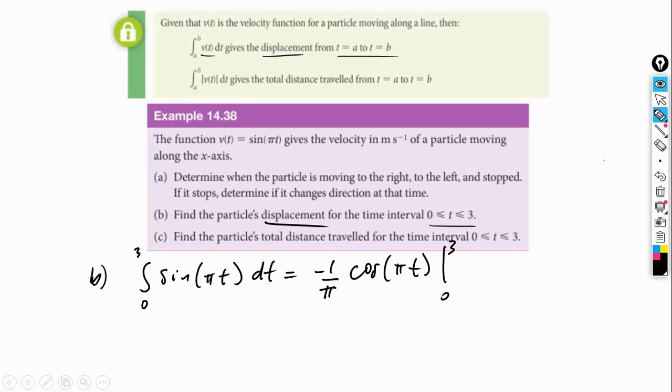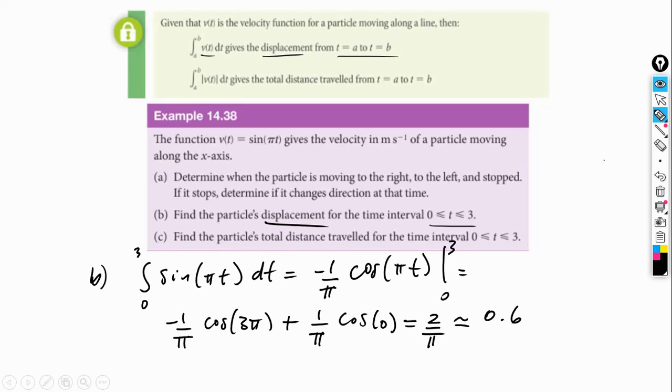So this is going to give us negative 1 over pi times cosine of 3 pi, plus minus minus, so we get plus 1 over pi times cosine of 0. And this is exactly 2 over pi, which is approximately 0.637. It's given in meters per second, so that means that this is going to be meters.